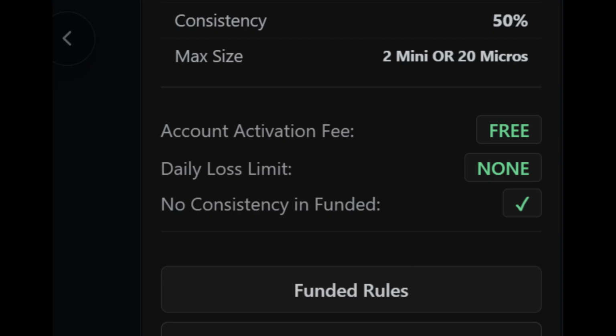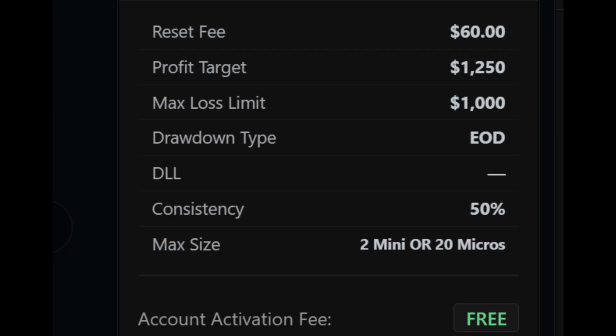But there is a consistency in the evaluation phase, which means that your biggest day can't be more than 50% of the entire target. So if we took 50% of 1250, that puts us at $625 per day is the maximum you can have. The quickest you can pass the account is 2 days, 625 and 625, but you don't have to do it that fast. Your maximum size is 2 mini contracts or 20 micro contracts. So again, the most we can make in a day is 625 to keep this consistency.